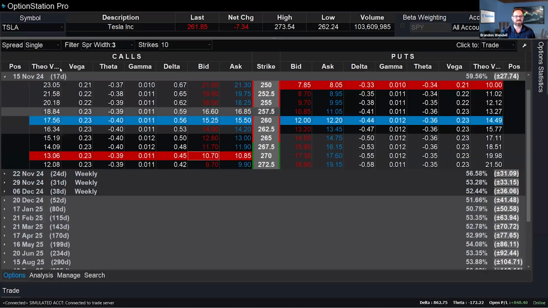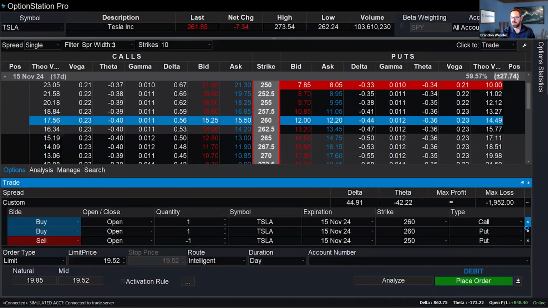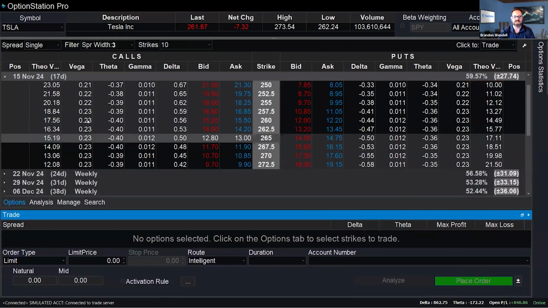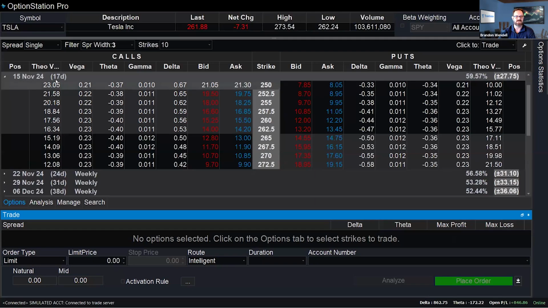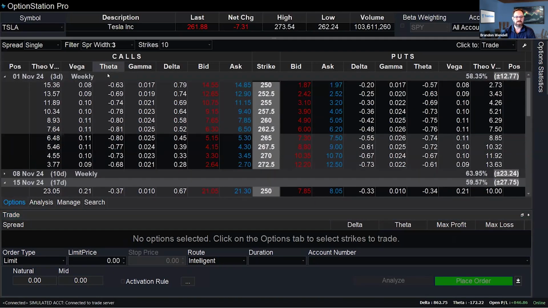Again, going back to just single options here on Tesla. Let me get rid of the order here. There we go. Get rid of the lines here. You can see that theta, time decay. There's 40 cents of time decay every day when there's 17 days left till expiration. Heck, 3 days left, look at that. 81 cents of time decay.